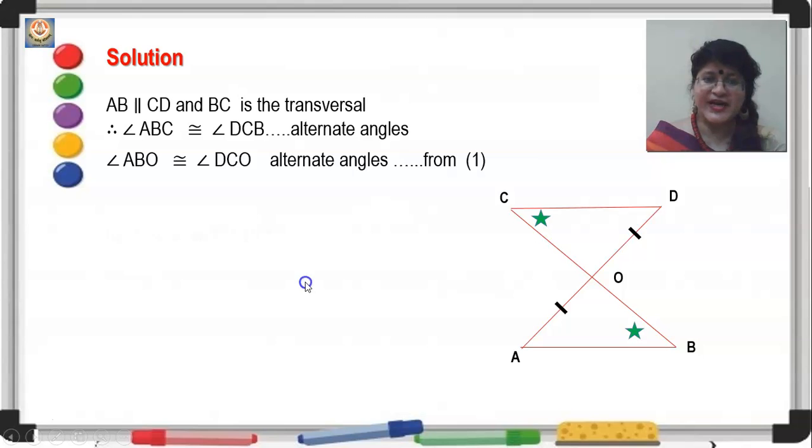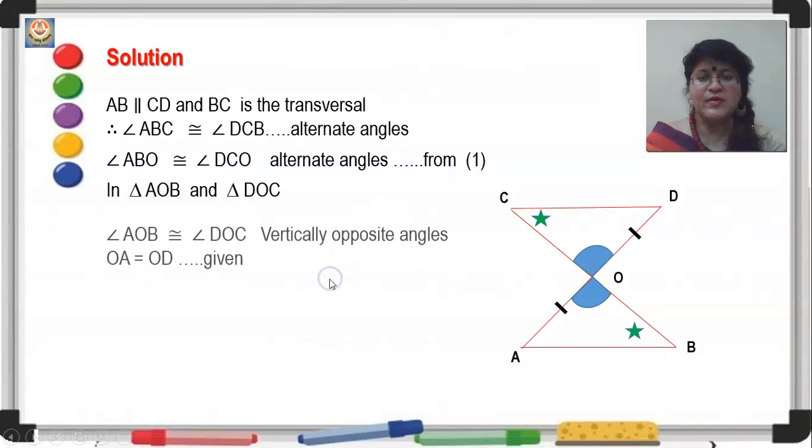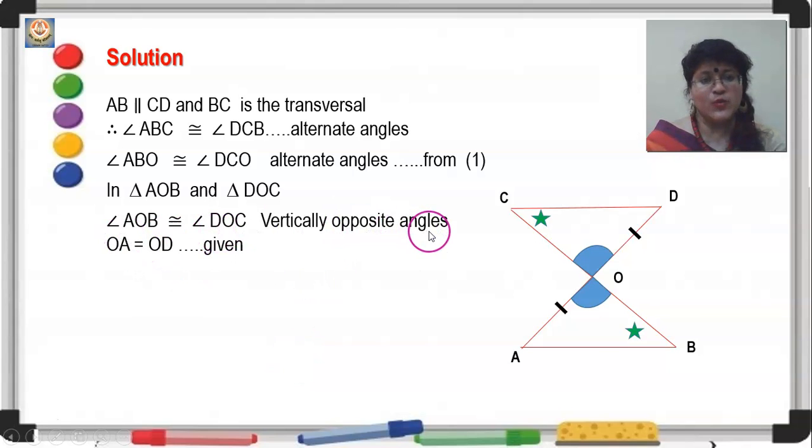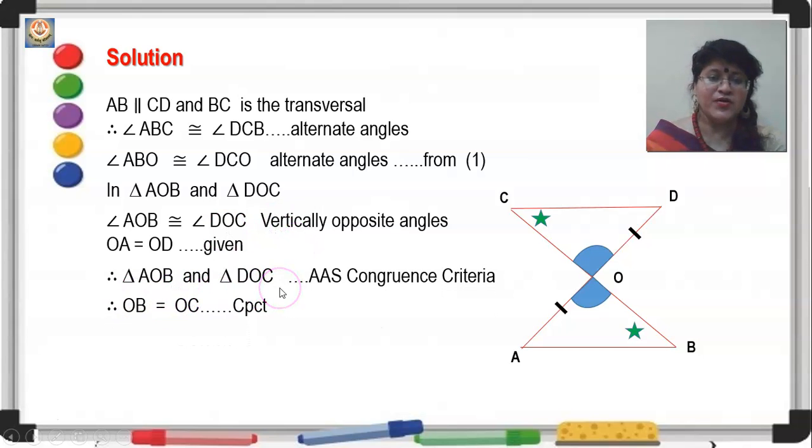So now let us take the two triangles. In triangle AOB and triangle DOC, look at these two angles. They are vertically opposite angles, so they will be congruent. So the test of congruency is angle, angle, and side. So that is what you have to write down. So these two angles are congruent because they are vertically opposite angles. OA is equal to OD because it is given. And therefore the two triangles are congruent by angle, angle, side congruence criteria.